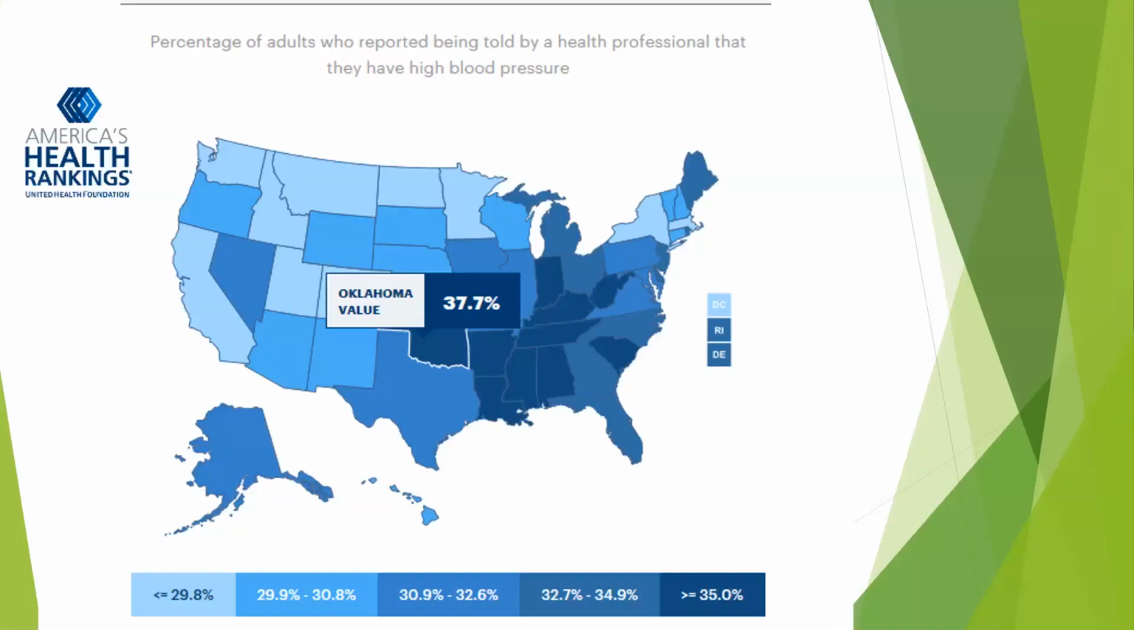This map shows information from the America's Health Rankings report, and if you can see Oklahoma, it definitely shows us as having 37.7% of adults who have been told that they have high blood pressure. I'm sure you're not surprised to see Oklahoma in the darkest blue possible in this area.